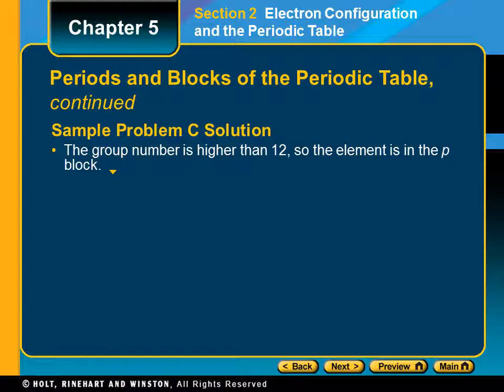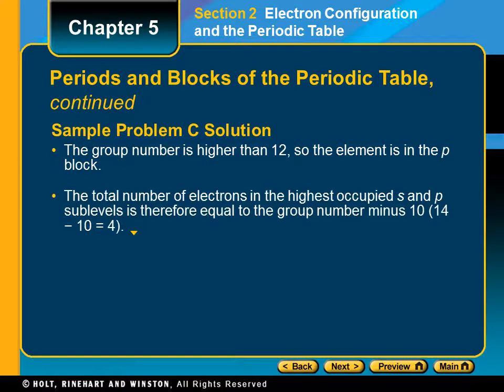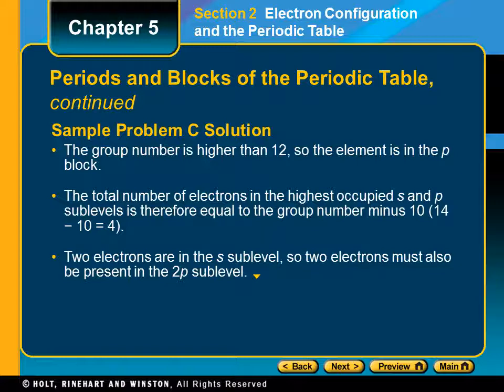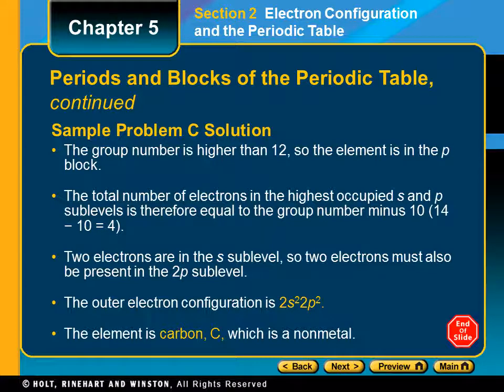The group number is higher than 12, so we know that the element is in the P block. Total number of electrons in the highest occupied S and P sublevels is therefore equal to the group number minus 10. So 14 minus 10 equals 4. 2 electrons are in the S sublevel, so 2 electrons must also be present in the 2p sublevel. That should make sense. So the outer electron configuration is 2s2, 2p2. Hopefully that follows for you guys. The element is carbon, which is a nonmetal.